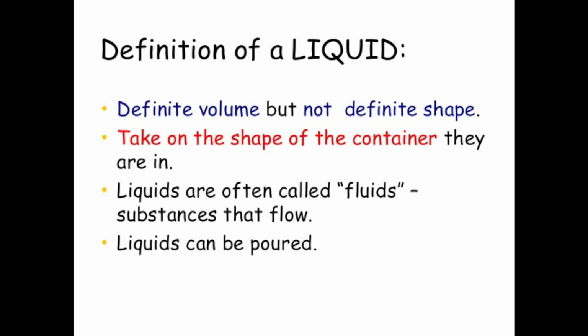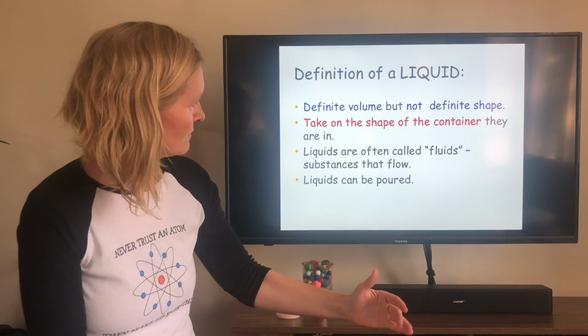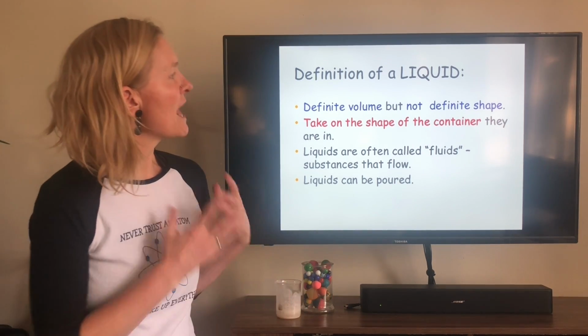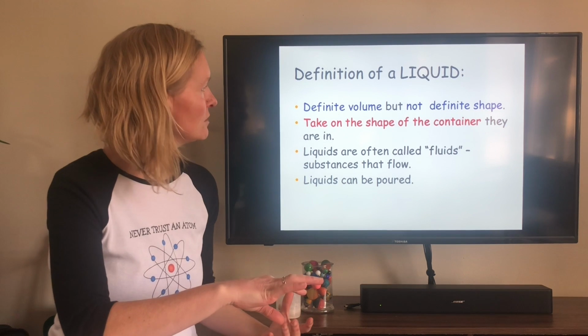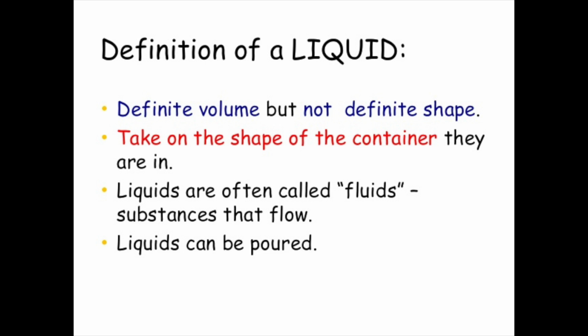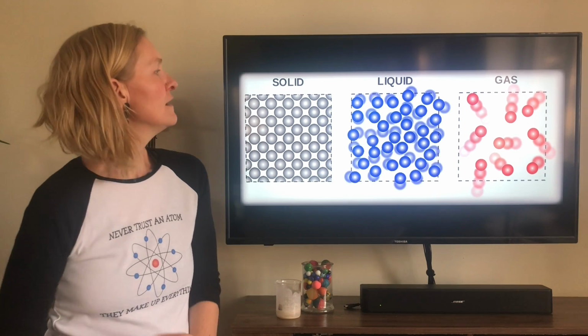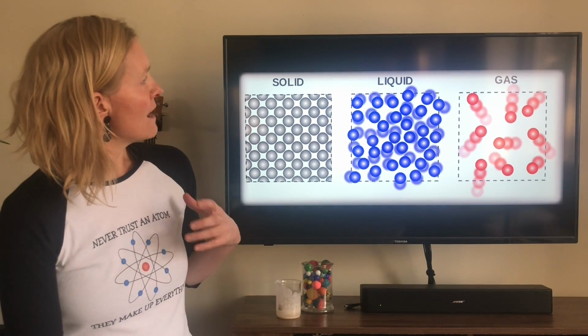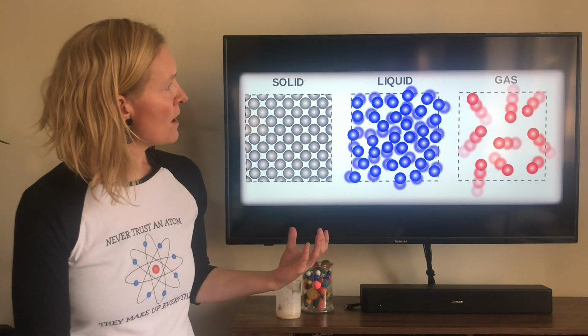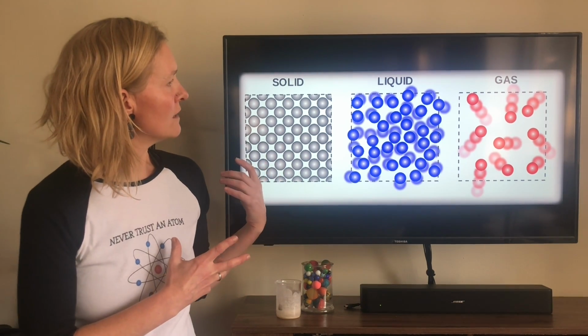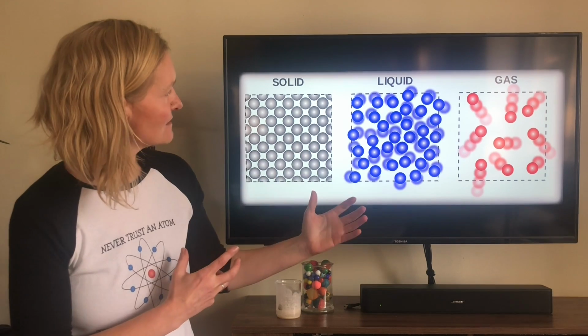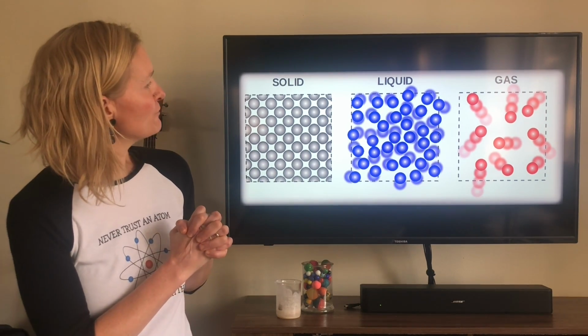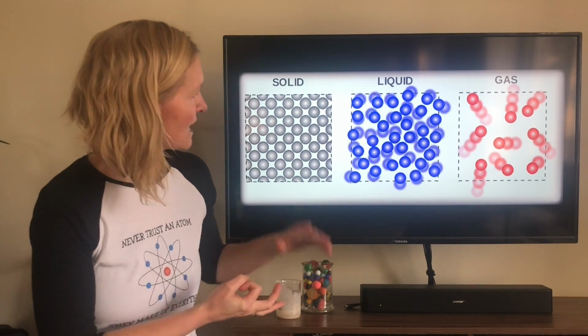So here we have the definition of a liquid. It has definite volume but not definite shape. It takes on the shape of whatever container that you pour the liquid into. Liquids are often called fluid substances, substances that flow. And liquids can be poured. So what we have is the next form of matter, and that would be the gas. So we have solids, liquids, and gases.